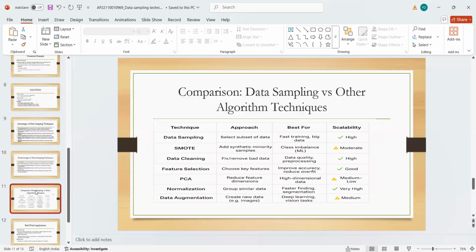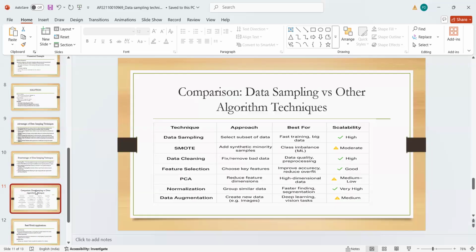Comparison: data sampling versus other techniques, by approach and best use for scalability. Technique: data sampling. Approach: select a subset of data. Best for fast training and big data. Scalability is high. SMOTE means an oversampling technique that generates synthetic samples from the minority class. This is called SMOTE.